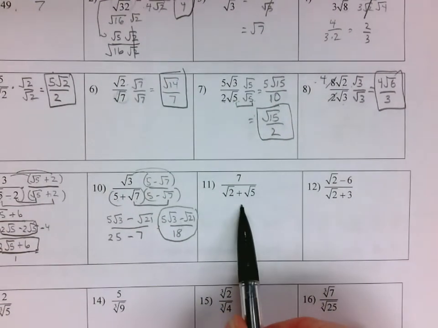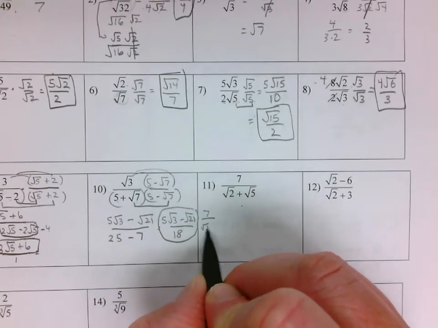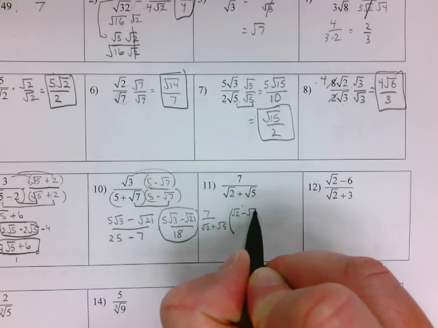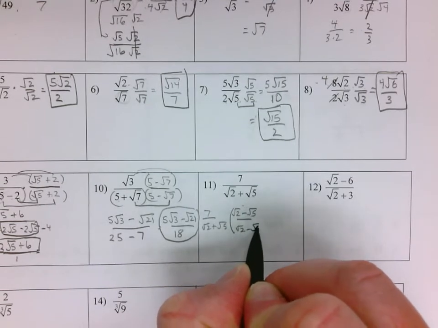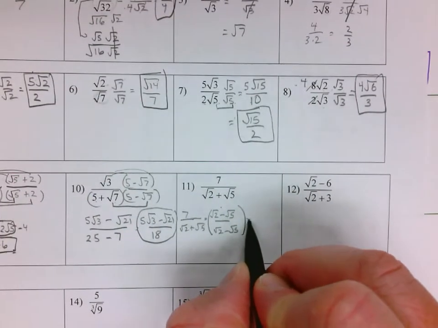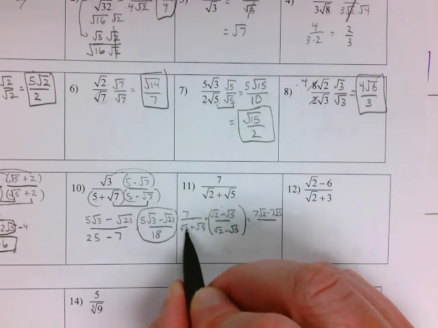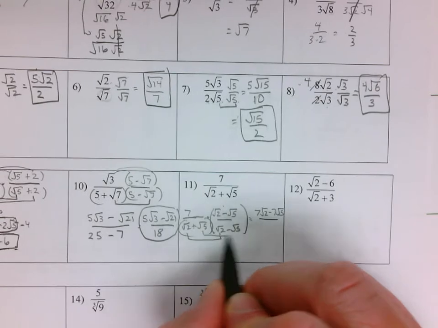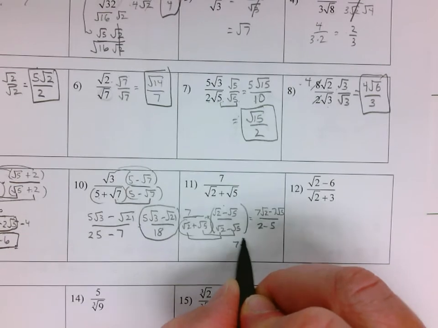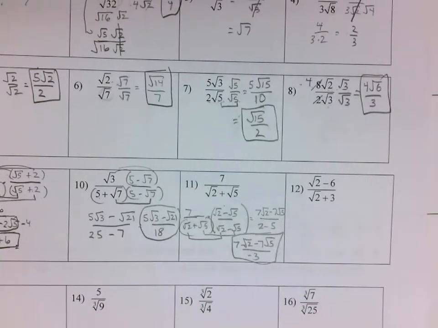Get a little crazy here. We got radicals in the denominator. I'm going to write down here. So the conjugate would be radical 2 minus radical 5. Again, I'm multiplying by 1, which doesn't change the value, just changes the form. So 7 radical 2 minus 7 radical 5 over 2 minus 5. Means I have 7 radical 2 minus 7 radical 5 over negative 3. And you can split up, change form, whatever.